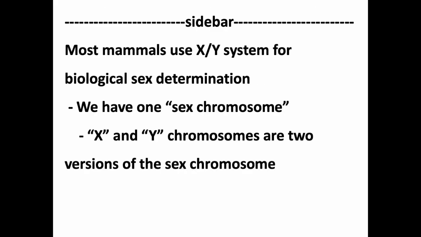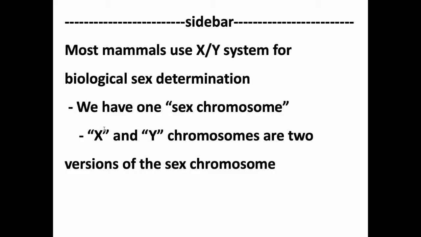So most mammals, including ourselves, use this XY system for biological sex determination. So we only have one sex chromosome. The X and the Y are two different versions of that sex chromosome. So these are kind of like alleles.